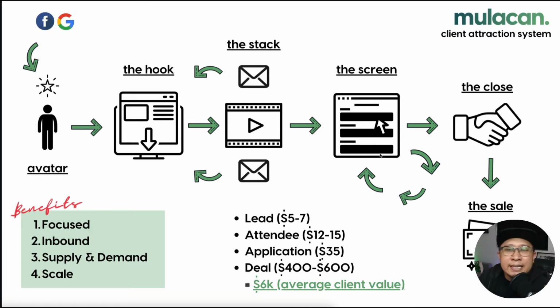So number 3, supply and demand. You get to control your supply when there's a lot of demand. So what happens when there's a lot of demand, right? You can increase your price, and that's where you can work less and earn more. So it is a very good way of earning through this particular system. Last but not least, scale. So when this is working, you can automate as much as possible using our system Mulakan and scale it to the top, to the moon.